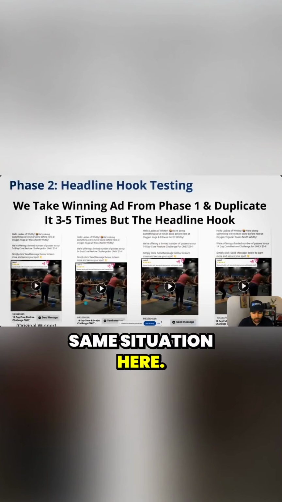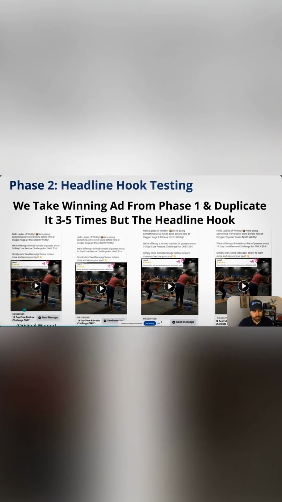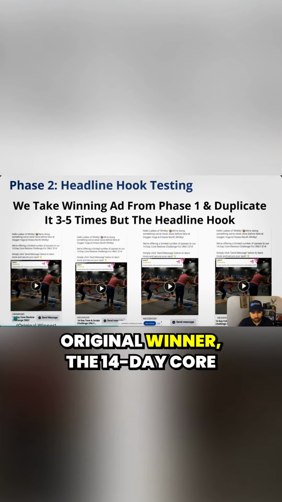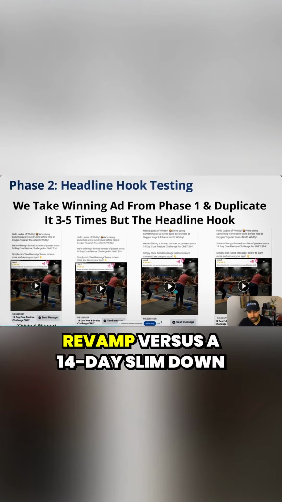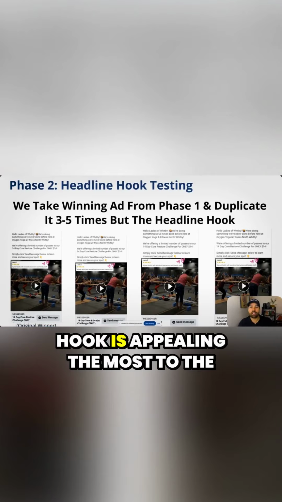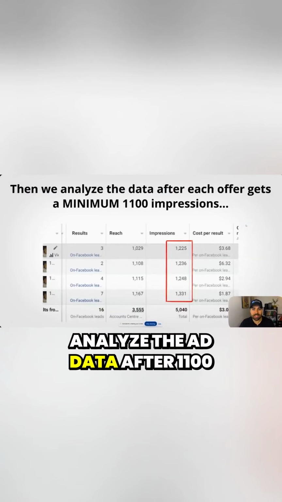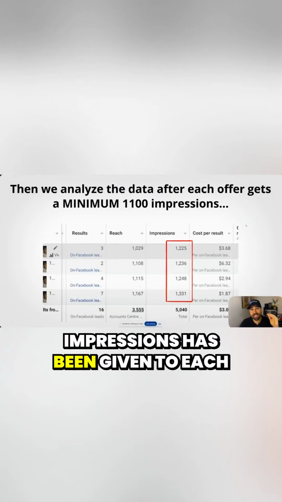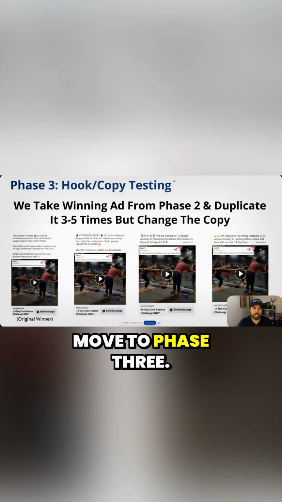Same situation here. The only thing that we're doing is we're replacing the actual hook. And so you can see here, this is the original winner, the 14-day core restore. We're now testing a 14-day tone and sculpt versus a 14-day full body revamp versus a 14-day slim down to figure out which headline hook is appealing the most to the audience. Same situation here. We're going to analyze the ad data after 1,100 impressions has been given to each of those individual tests, pick a winner, and then move to phase 3.